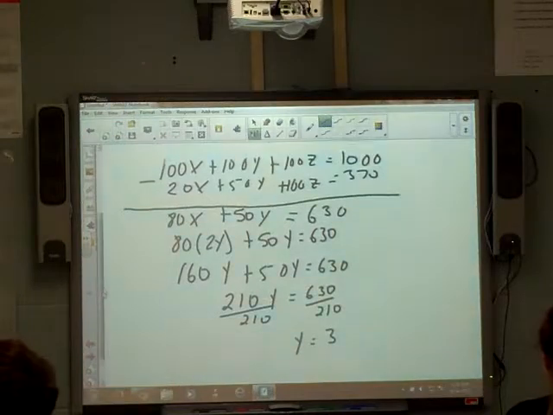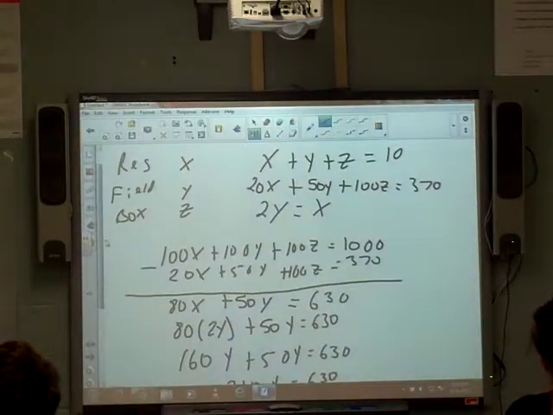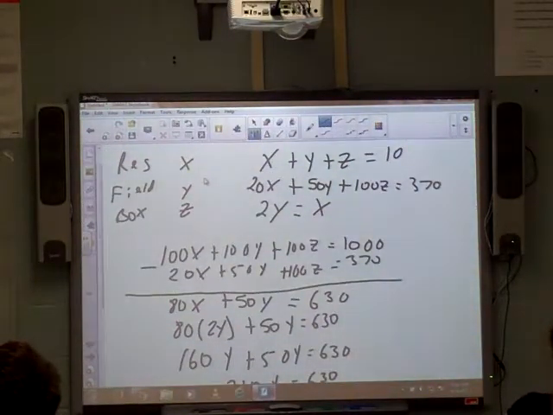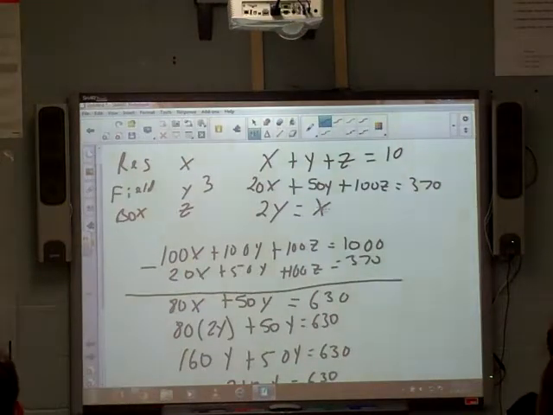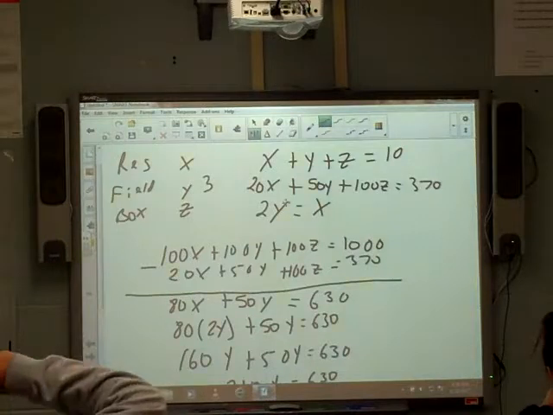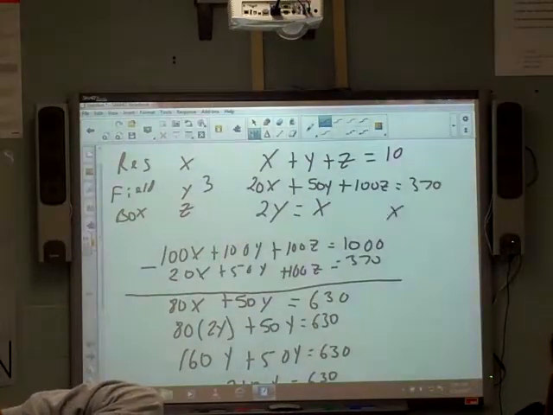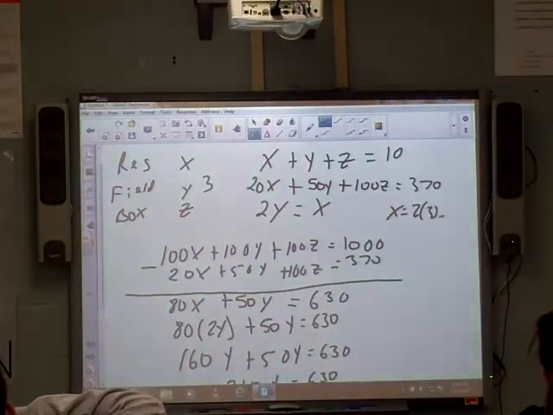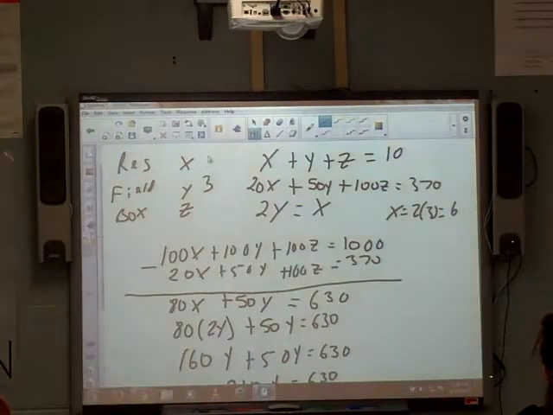Alright, so Y was our field level tickets, so we bought 3 of these. Now, to get X, all we have to do is multiply that by 2, right? X equals 2 times Y, so X would equal 2 times 3, so X equals 6, so we bought 6 reserved seats. How many total tickets did we buy?